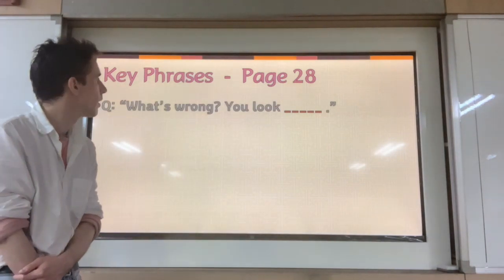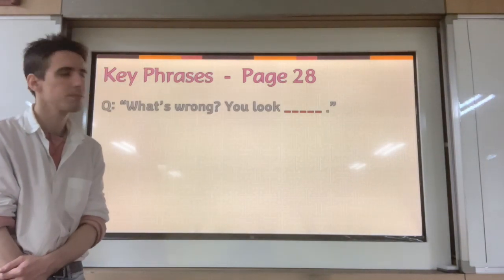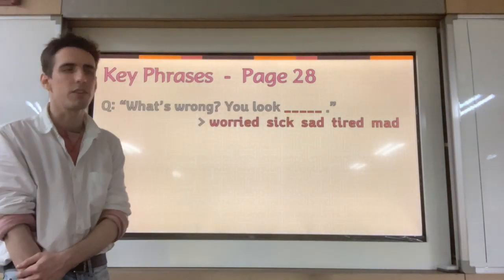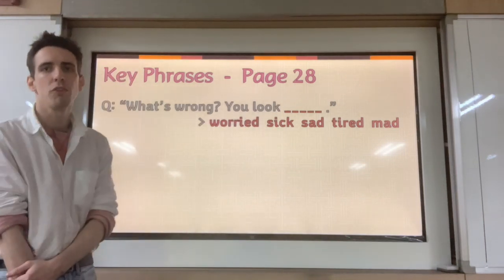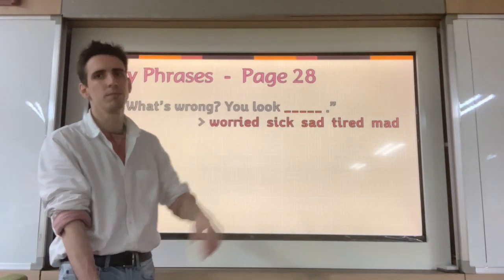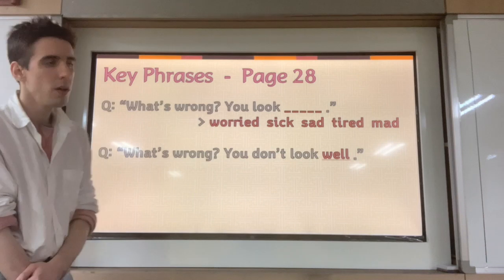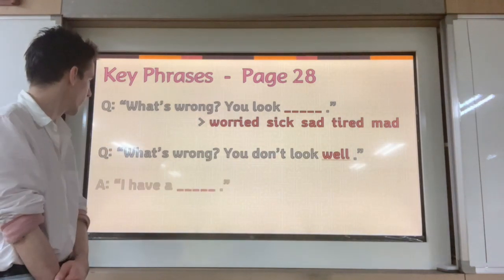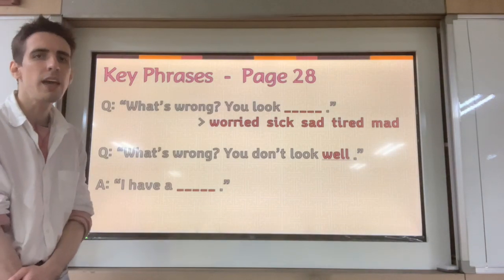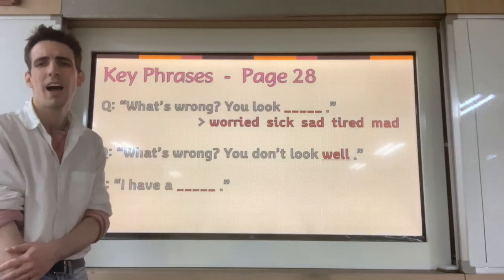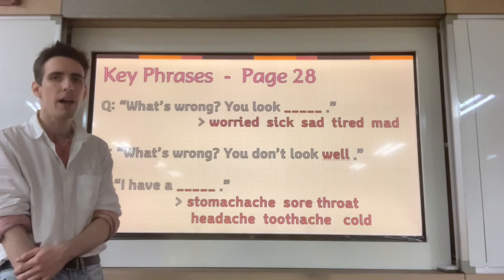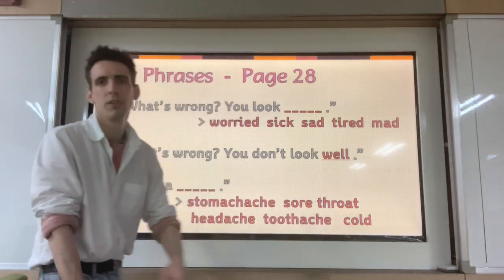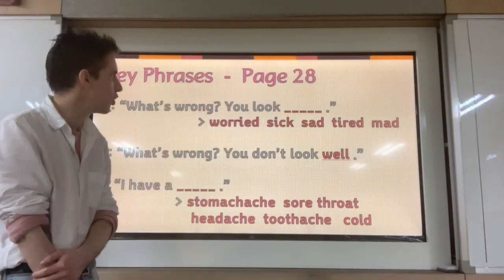What's wrong? You look blank. So we can use one of these adjectives to fill the blank. What's wrong? You look sad. What's wrong? You don't look well. And then the answer. I have a blank. I have a stomachache. I have a headache. I have a cold. So it's not good.